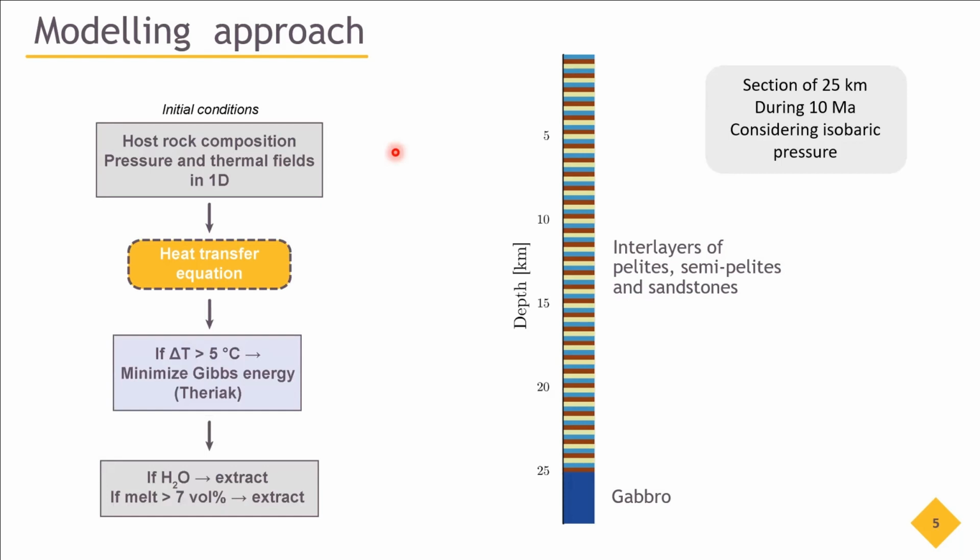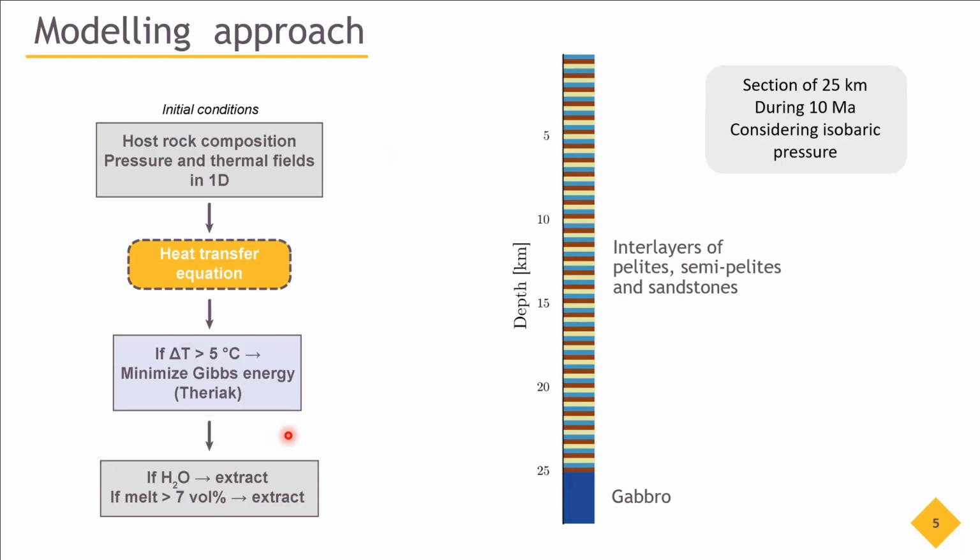So we minimize Gibbs energy using Triassic domino. And then what we are really interested in here is the melt, what is happening with the melt. So we extract the water every time, so we don't consider water flux melting here. And we then extract the melt if we have more than 7 volume percent. So this is the threshold we define.